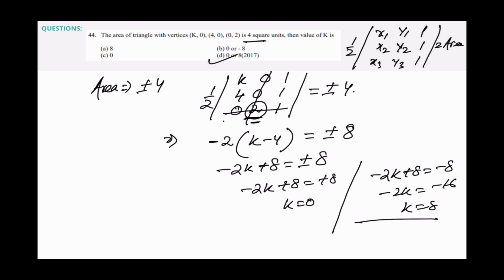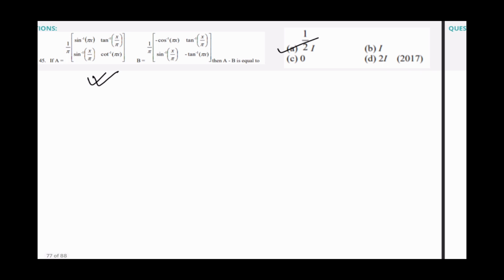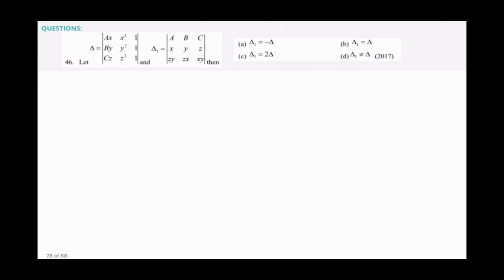So what are the values? 0 and 8. You can do it simply. You don't have to do as much as I have done. Just put down the values and then solve it fast. Next one, again the same question we just did a bit ago. The answer is half of i. Simple. You can go through that.